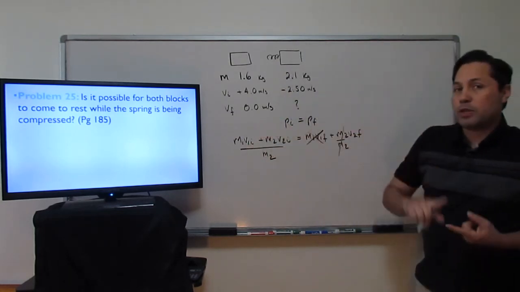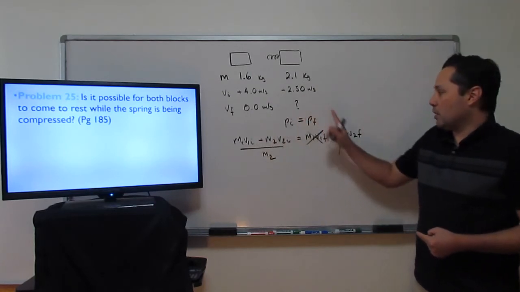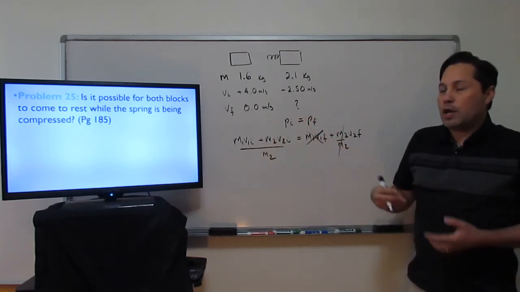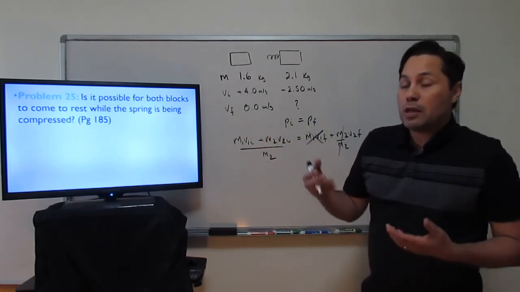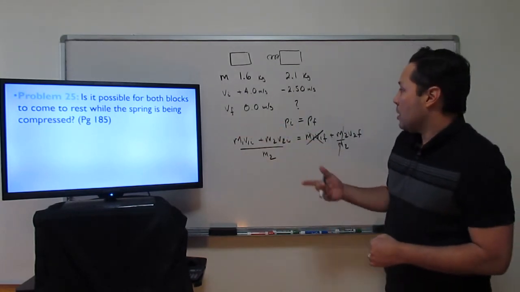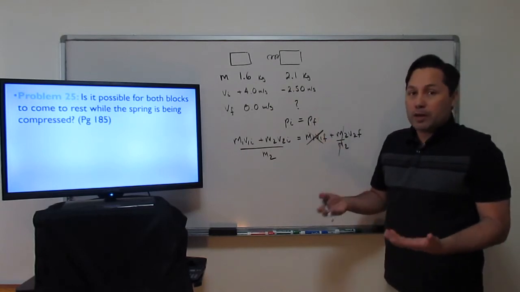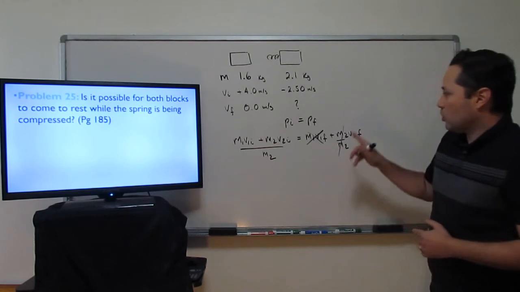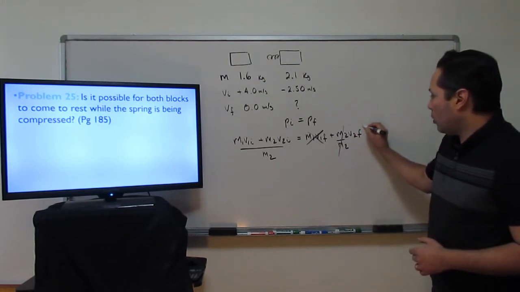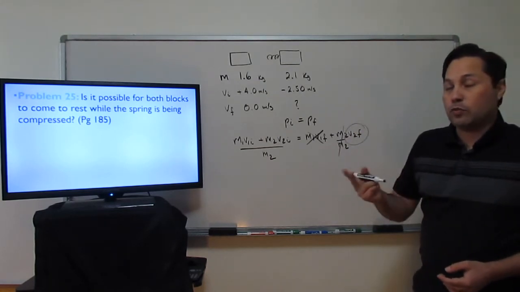Hey, when object 1 is at rest, what is the velocity of object 2? And if it comes out to be 0, then we can say yes, it is possible for both of them to be at rest when the spring is compressed. But if it comes out to a number greater than 0, then the answer will be no, it is not possible. Alright, so let's go ahead and plug in the values and solve for velocity of object 2 final.